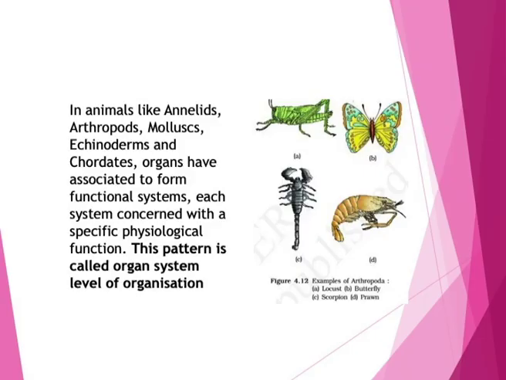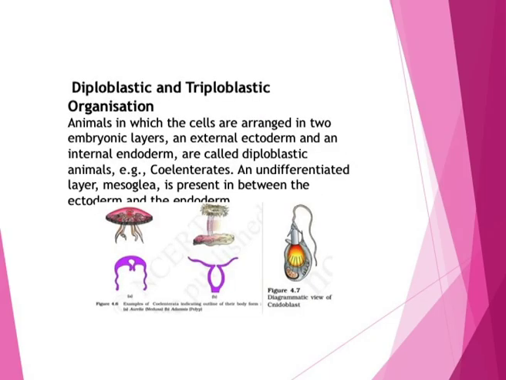In animals like annelids, arthropods, mollusks, echinoderms and chordates, organs have associated to form functional systems, each system concerned with a specific physiological function. This pattern is called organ system level of organization. Let us look into diploblastic and triploblastic organization.